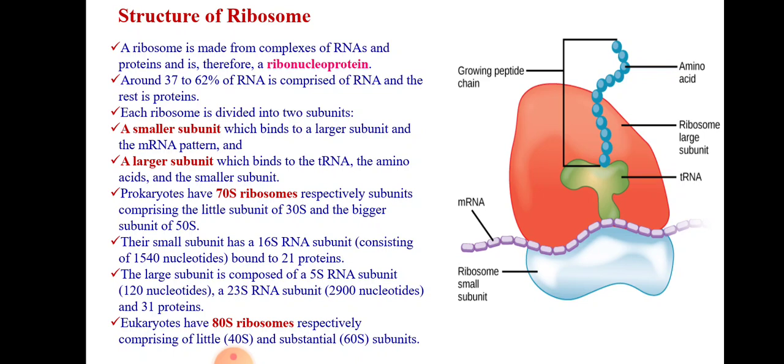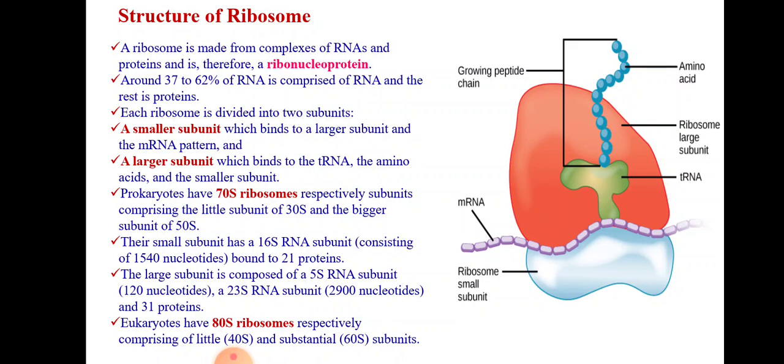The prokaryotes have 70S ribosomes. The subunits comprise a smaller subunit of 30S and a bigger subunit of 50S. The small subunit has a 16S RNA consisting of 1540 nucleotides bound to 21 proteins. The largest subunit is composed of 5S RNA, that is 120 nucleotides, and 23S RNA comprising 2900 nucleotides, along with 31 proteins.